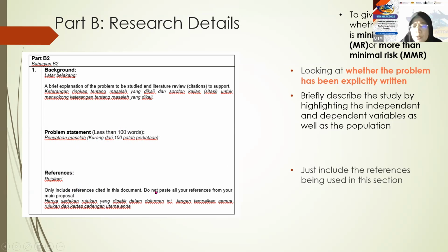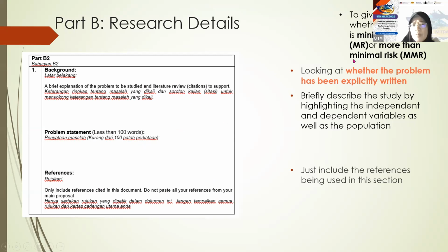Also it says here that you should not paste all of your references from your main proposal. You only include references cited in this document. From my experience, this portion here will be about 1.5 pages only, not more than that. Don't make it 2 pages or so. The maximum is 2 pages, meaning that it will be very brief.